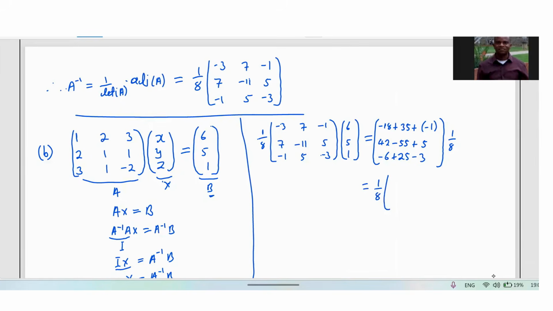So let us sum this one. If you're not sure, you can get your calculator. So you're going to have negative 18 plus 35 plus negative 1, which is the same as negative 1. So we get 16. The second one, we have 42 minus 55 plus 5. This gives us negative 8. Then the last one is negative 6 plus 25 minus 3. This gives us 16.